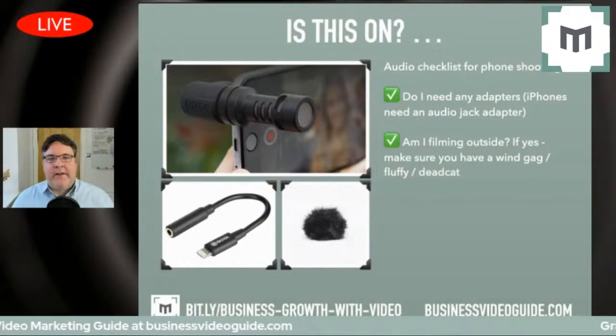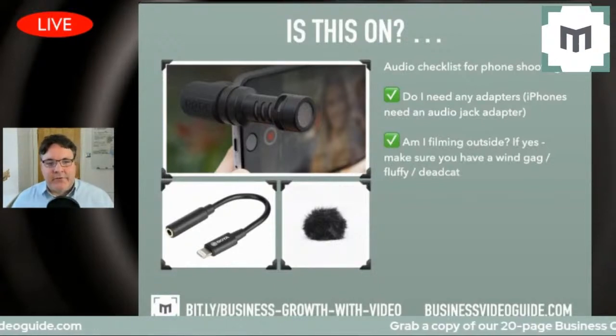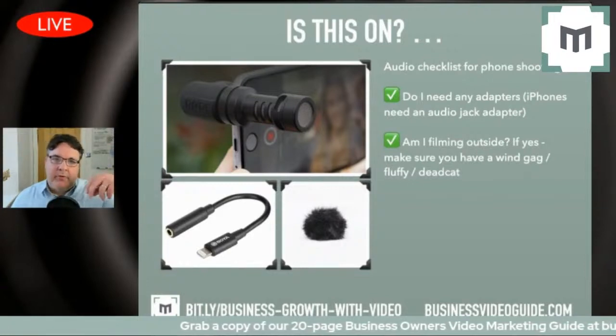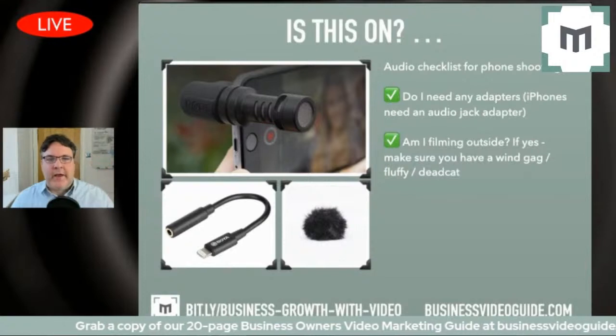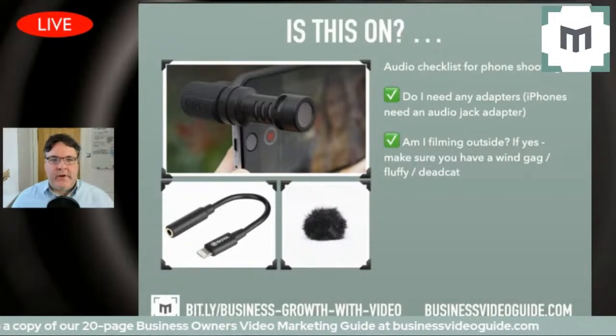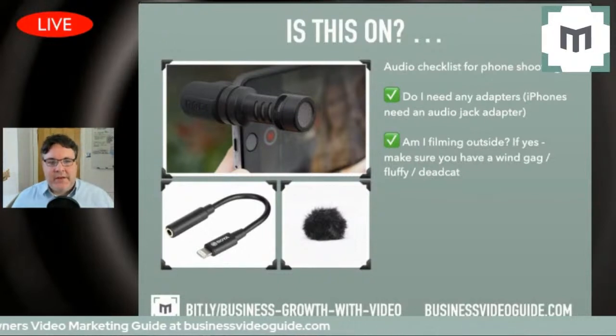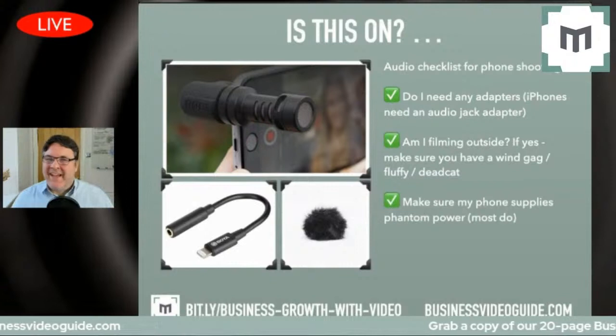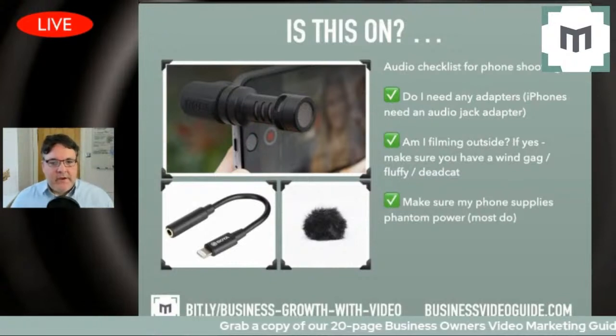If you're filming outside, like I said before, make sure you've got a wind gag, a fluffy or a dead cat, whatever you want to call it, but make sure you've got the right bits to pop on the top of the mic to make sure that you don't get any unwanted wind noise. Otherwise, with the merest of gusts, your sound becomes unbearable for the viewer, and again, they will leg it off your content like you wouldn't believe.